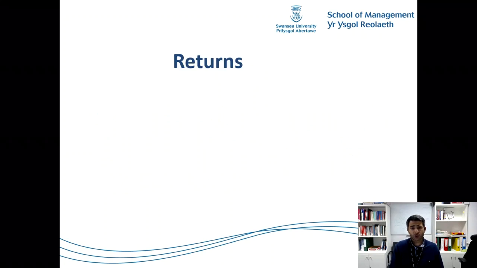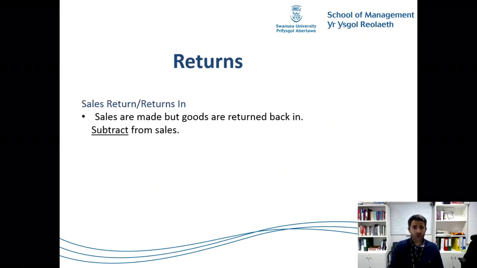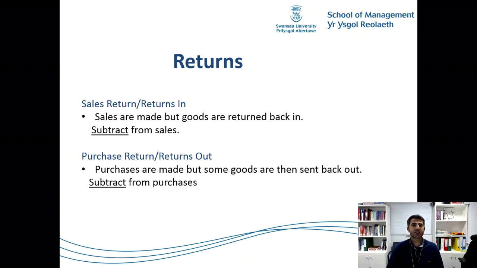Also, we have two terms you need to know. The first one we call return in or sales return, and the other is return out or purchase return. So what is the main difference between these two terms? If you look at the first one, the sales return. Sales return means that Apple sold you a laptop, okay, and after that you didn't like it and you returned it back to Apple. This is called sales return. Returning the laptop to Apple, that's called sales return. Okay?